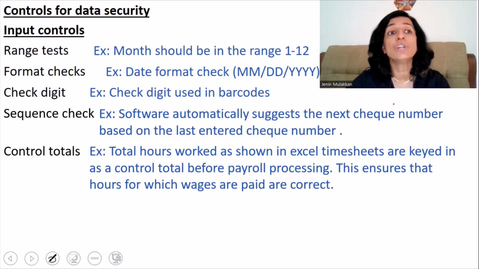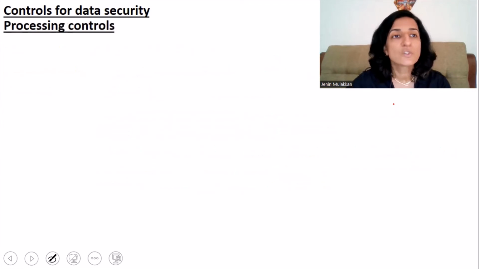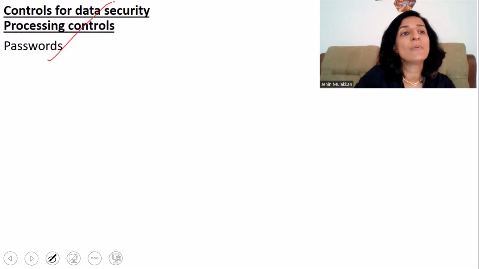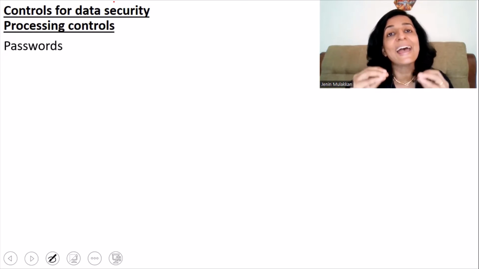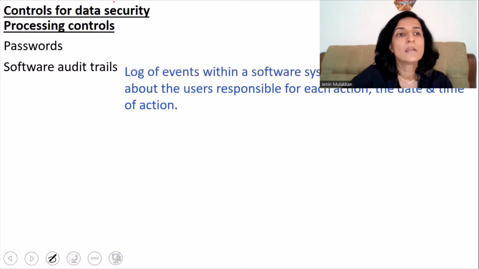Now let's move on to the processing controls. So in processing controls, you have passwords. That is, any employee cannot process the data. Only authorized people can process the data and they will have a user ID and password. So this is a processing control mechanism.